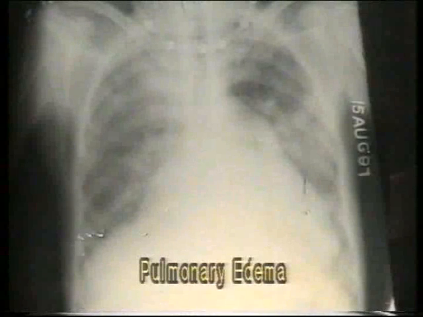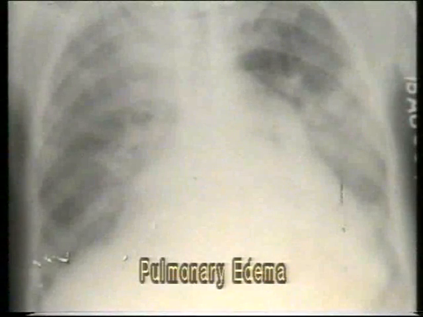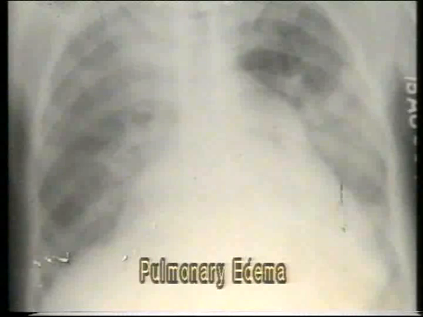This is another X-ray showing cardiomegaly and an early bat wing appearance. Note the mid-zone consolidation on both sides plus upper zone involvement on the right side. This is pulmonary edema and a mitral heart.